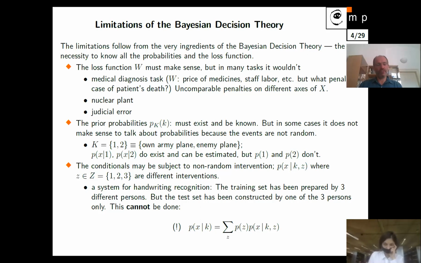So the decision is, on the radar, I can have only objects of two kinds: my own plane or enemy plane. And I have seen, using simulations and maybe other planes, how X is the response of an enemy plane and my own plane on the radar screen. But I do not know the prior probability.